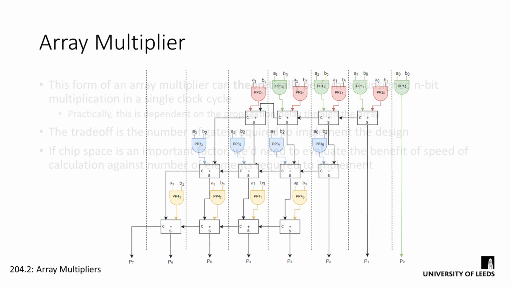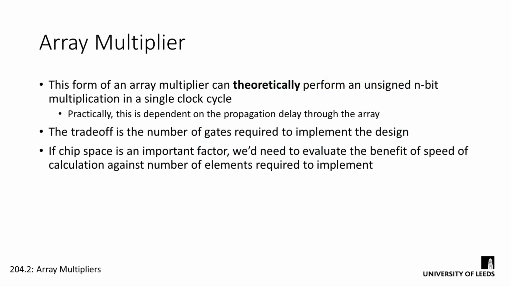In theory, this form of an array multiplier can perform an unsigned n-bit multiplication in a single clock cycle. Practically, this is dependent on the propagation delay through the array, something we'll be covering in the next screencast. The trade-off is the number of gates required to implement the design, so if chip space is an important factor, we'd need to evaluate the benefit of speed of calculation against the number of elements required to implement it.